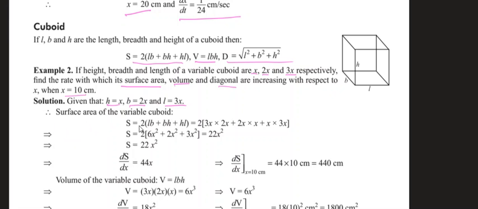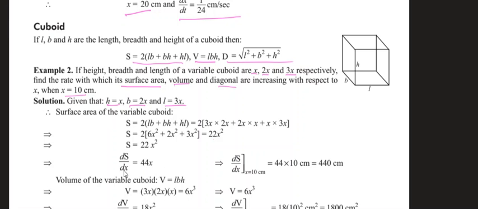Let us work out the surface area, where surface area is equal to 2 into LB plus BH plus LH. You can substitute all these values and you get 22x squared. So S is equal to 22x squared, and based on that now you can differentiate. So ds by dx is equal to 2 into 22, 44x.